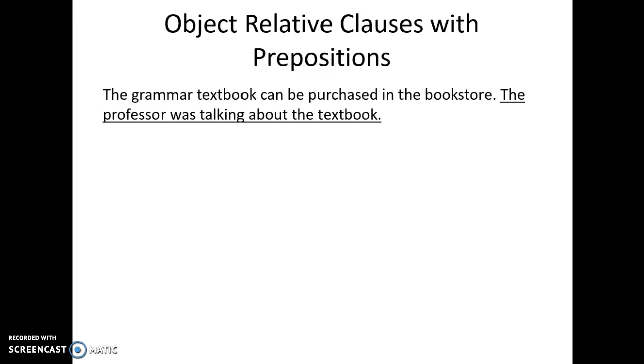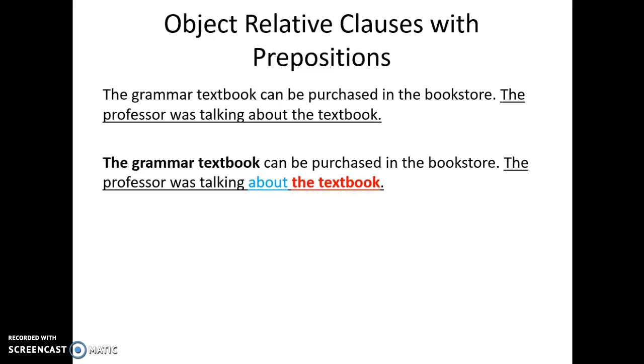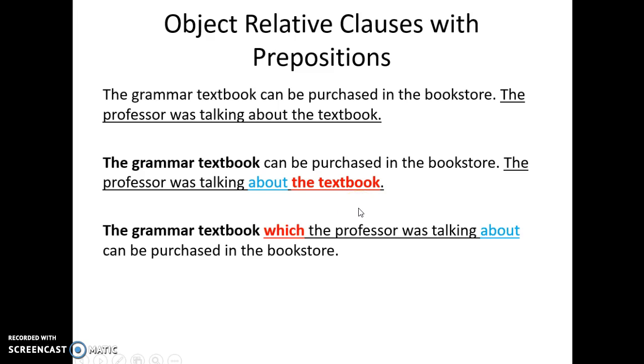Let's take a look at a larger example. The grammar textbook can be purchased in the bookstore. The professor was talking about the textbook. We again have two sentences. We want to use the second sentence as the relative clause. We need to look for the noun in the first sentence that is the same in the second sentence. And we have the grammar textbook. We want to describe the grammar textbook because we have it here in the first sentence and it's also in the second sentence. Now we're going to combine the sentences.